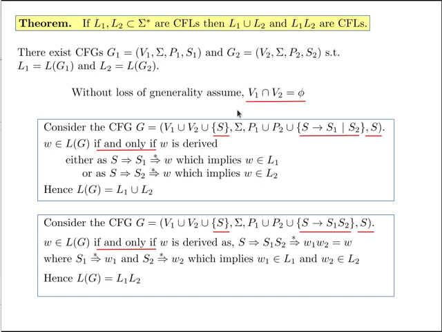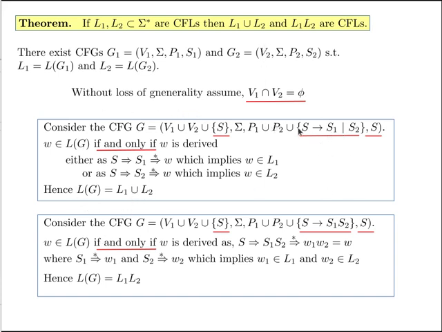And the productions are also, you see that it takes all the productions from G1 and all the productions from G2. On top of that, it just introduces another production. So this is just two productions, just this line in the production. Now, why does this generate the union of L1 and L2?